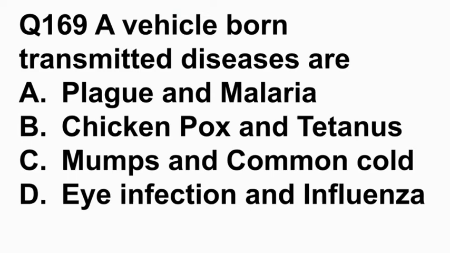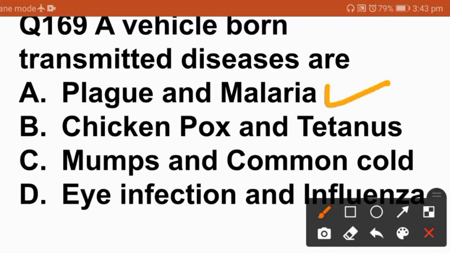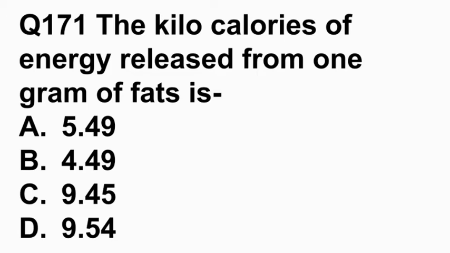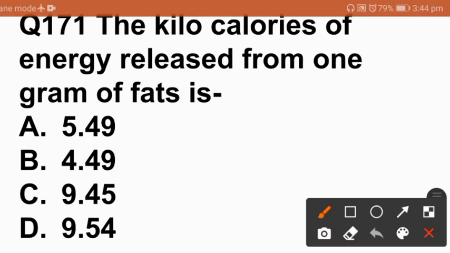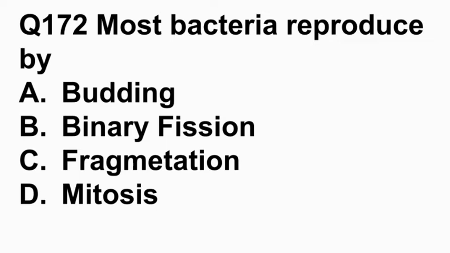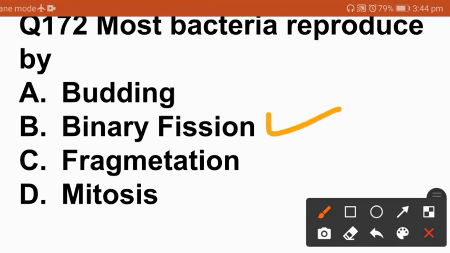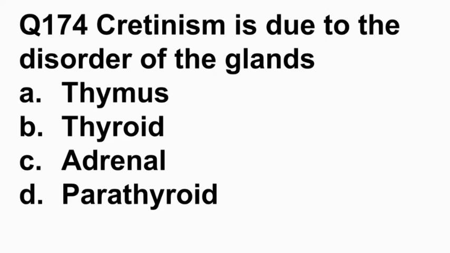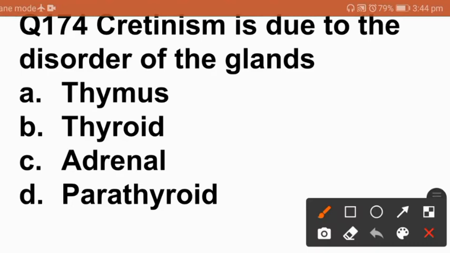Vehicle-borne transmitted diseases are A. Plague and malaria. The artificial kidney is a B. Machine. The kilocalories of energy released from 1 gram of fats is C. 9.45. Most bacteria reproduce by B. Binary fission. Which cells are destroyed in AIDS? C. Lymphocytes. Keratinism is due to the disorder of the glands. B. Thyroid.